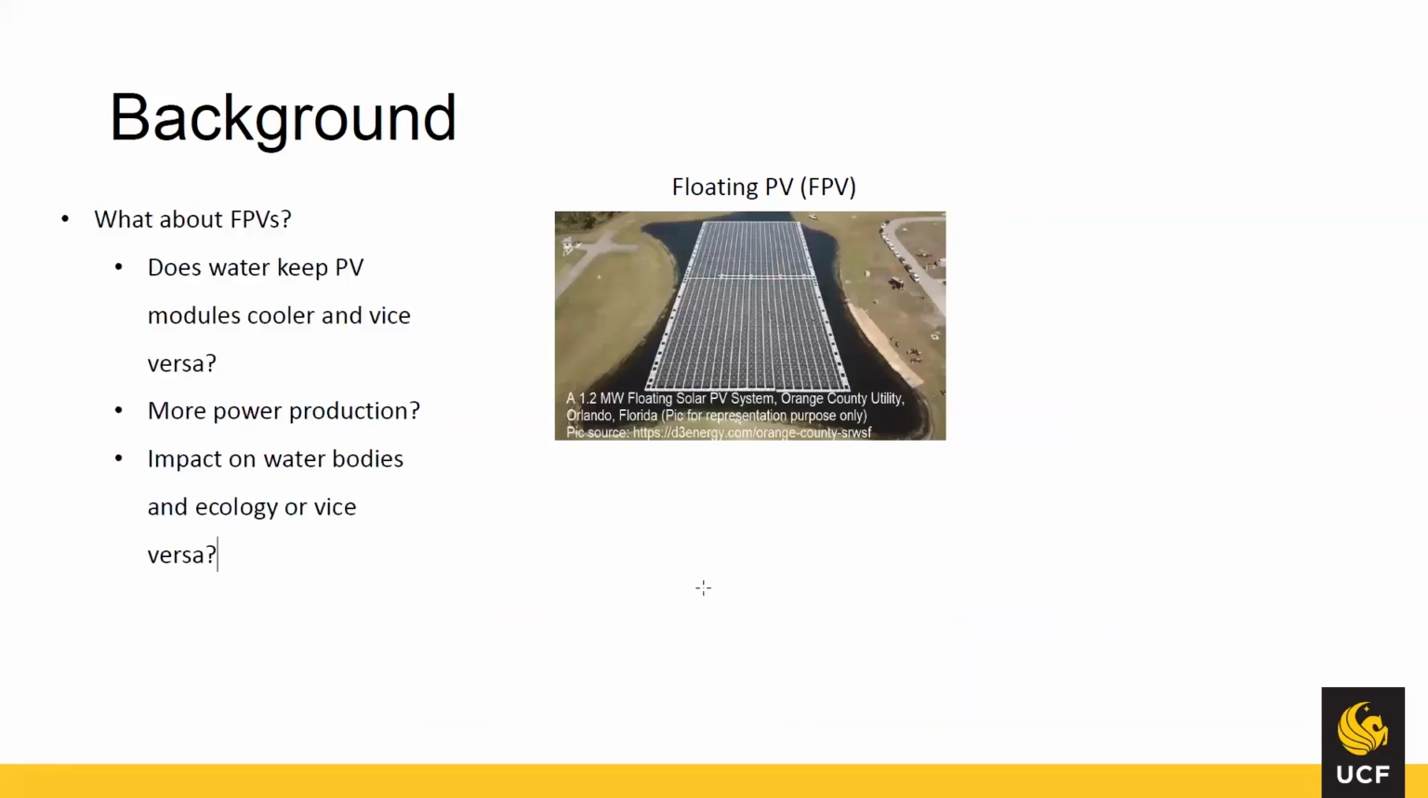Okay, so we talked about the land PV systems, what is the loss causing factor, and what about the FPVs, the floating PVs? So what is the loss causing factor for them? One of the theoretical assumptions we have as of today, even in the literature, is: does keeping the modules on top of the water keep them cooler? And does it lead to more power production?